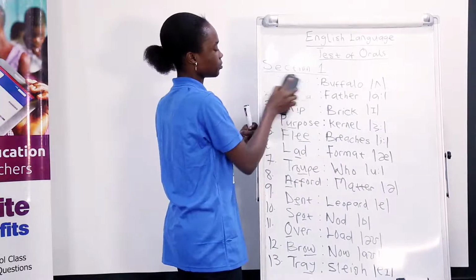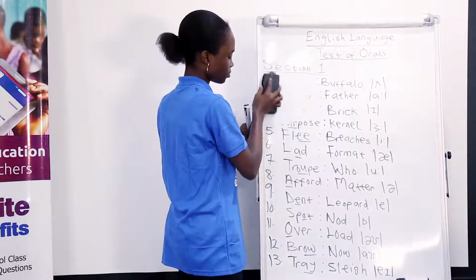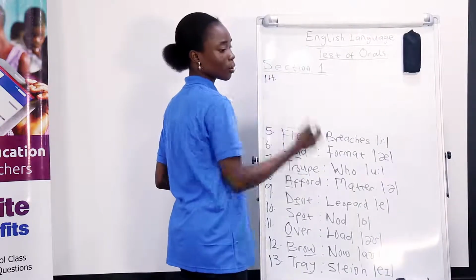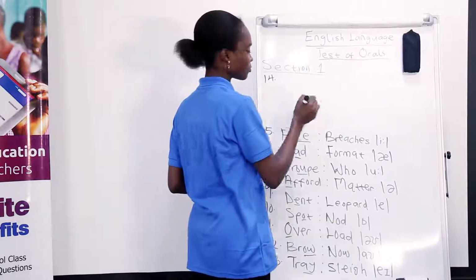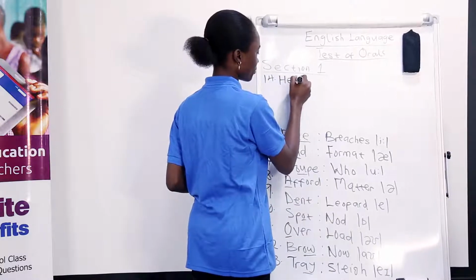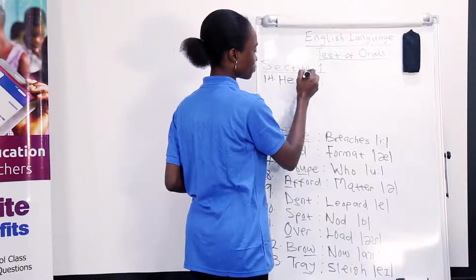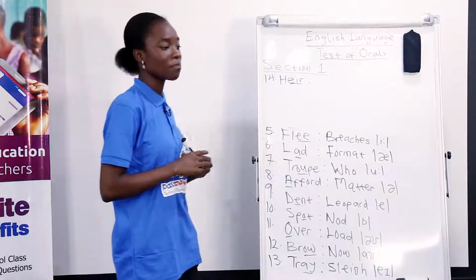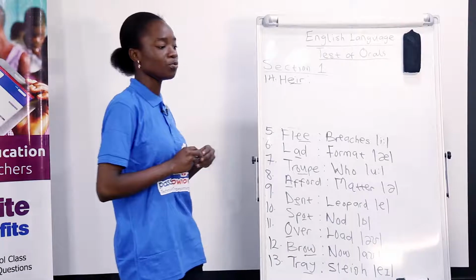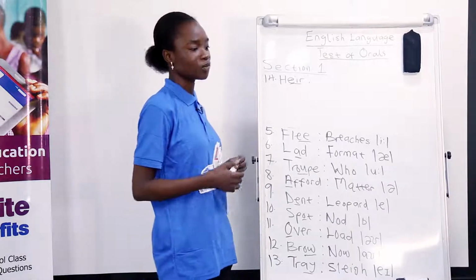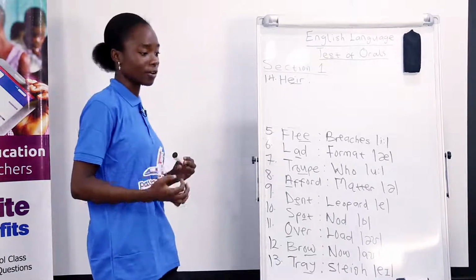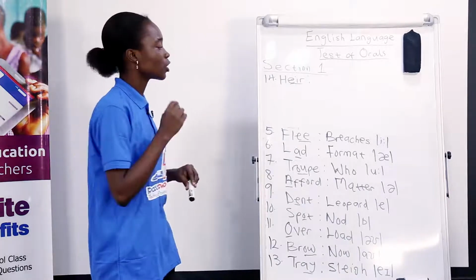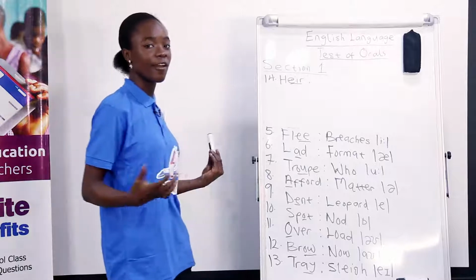Number fourteen now. Number fourteen. We have heir. Option A, we have pear. Option B, we have liar. Option C, we have there. And option D, we have chair. So the correct answer is chair.